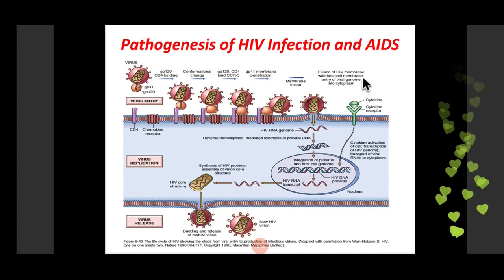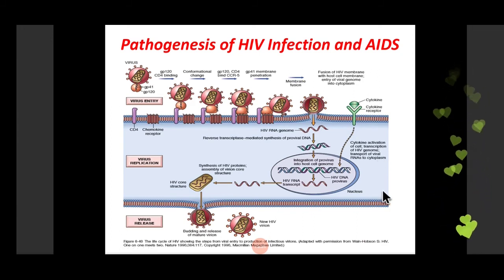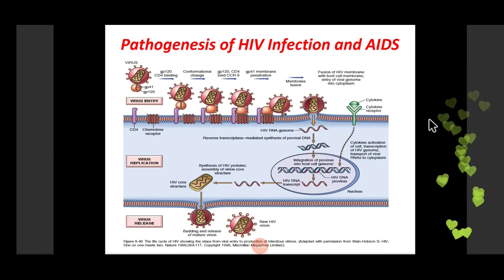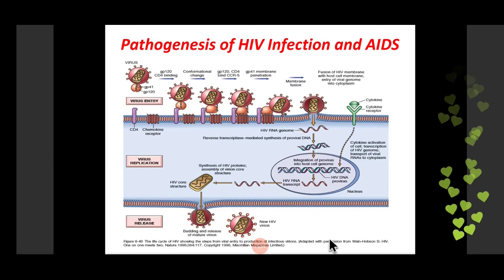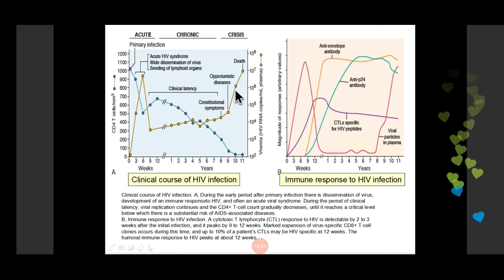So till now we have read the mode of transmission, the risk groups for HIV, and once the virus enters the body, how it enters the CD4 plus T cell, and how it replicates and gives rise to multiple new virions. And in the next slide we'll discuss the clinical course of HIV infection.